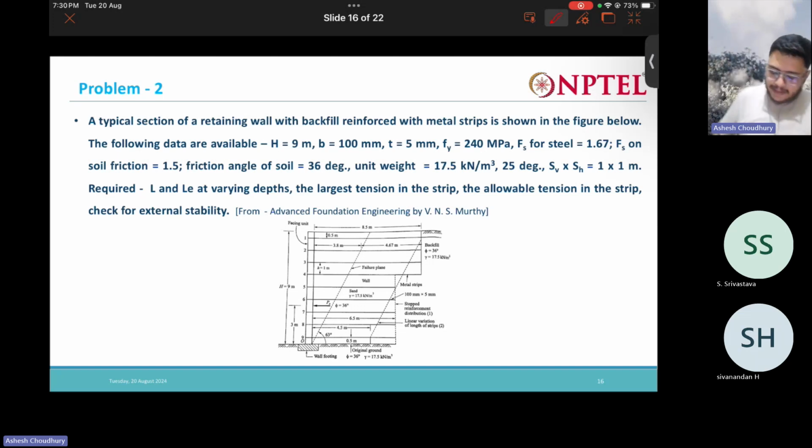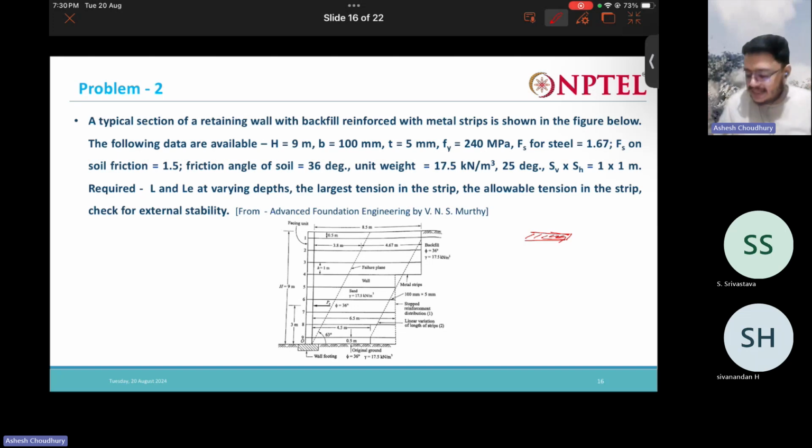Now see, this is a typical section of a cantilever wall with backfill reinforced with metal strips. So here metal strips are used instead of geosynthetic. The following data are available. H is equal to 9 meter, means the total height of the wall is 9 meter. Then B is 100 mm, means the width of the strips. These are small strips of reinforcement, and the width of each strip is 100 mm.